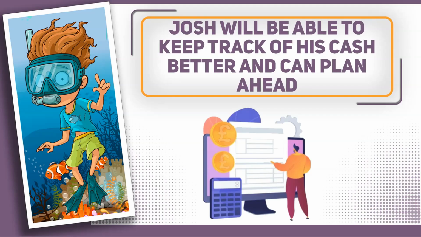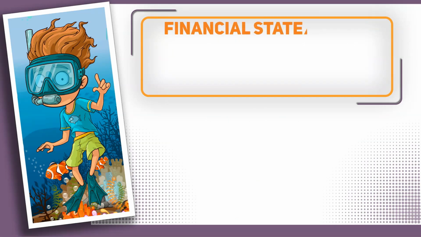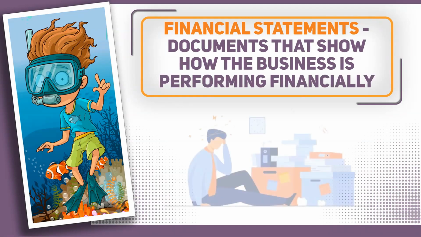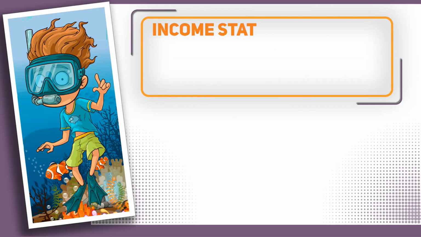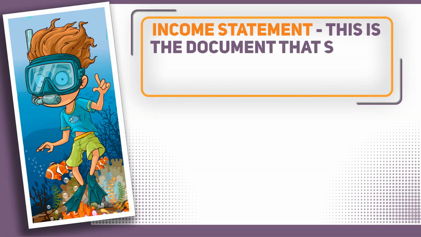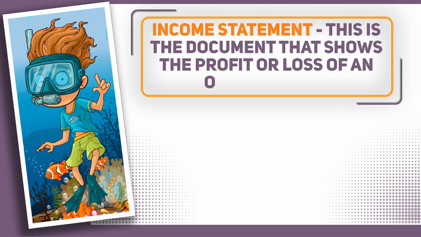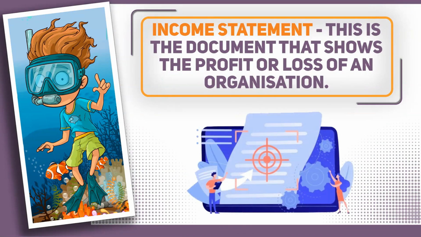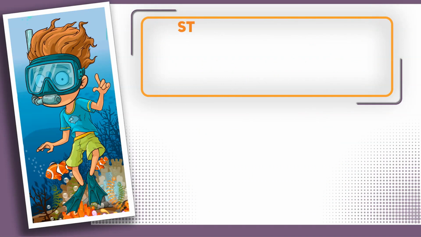Now, there are some key financial statements that Josh also needs to be aware of. Firstly, he, and I guess you, need to understand that financial statements are documents that show how the business is performing financially. There's the income statement. This is the document that shows the profit or loss of an organisation. It's also sometimes known as a profit and loss statement, or a P&L for short.